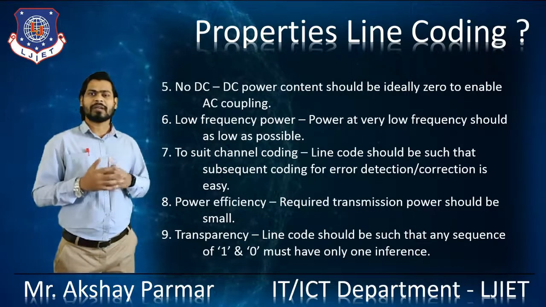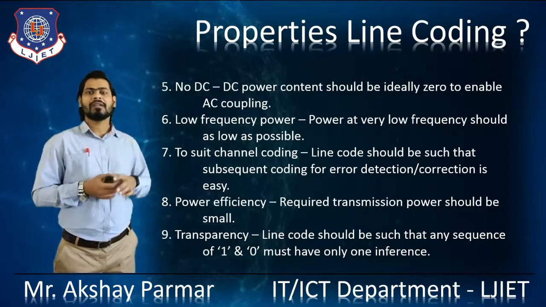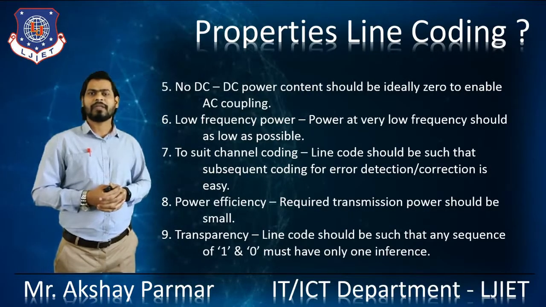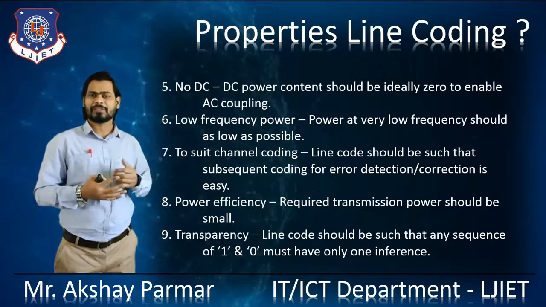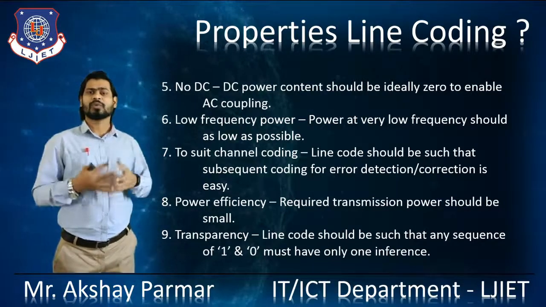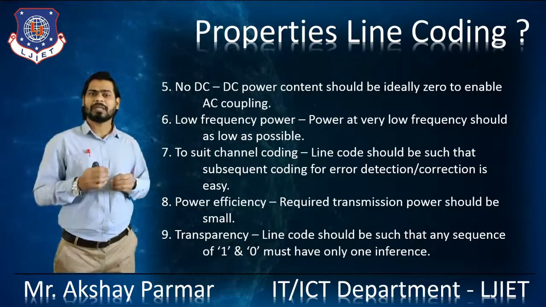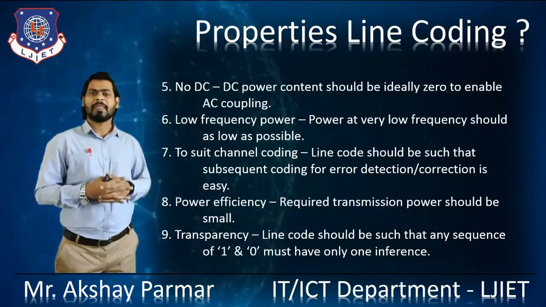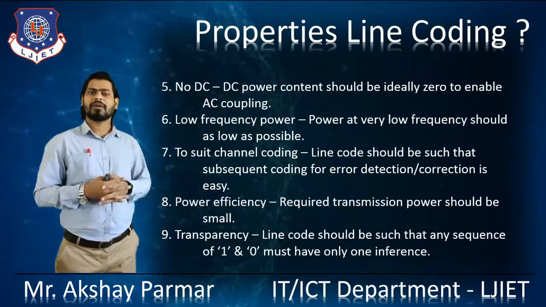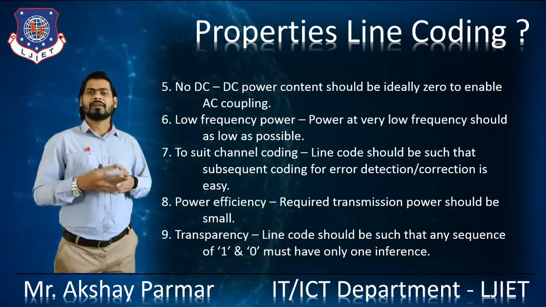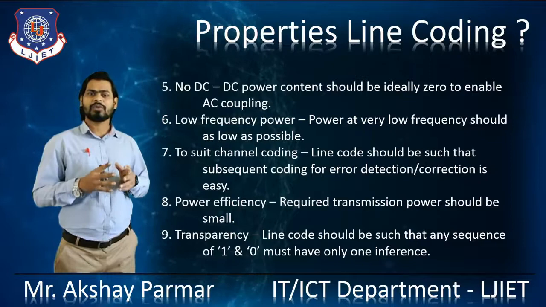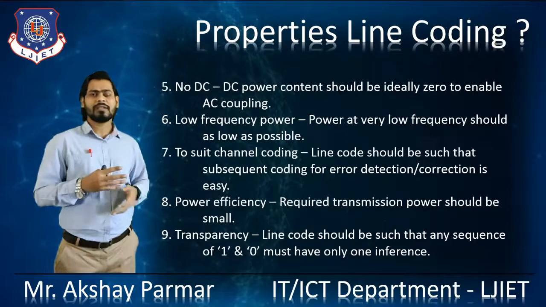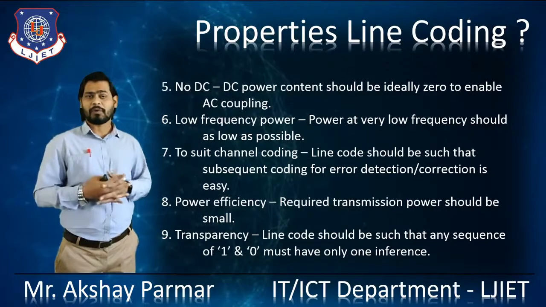No DC, right? So DC power content should ideally be zero to enable the AC coupling, right? As we are using the AC coupling in the line coding technique, we require the DC power to be as less as possible, right? So no DC power is required. Low frequency power: the power at the low frequency should be as low as possible. To suit the channel coding, the line code should be such that the subsequent coding for the error detection and correction may be easy, right? So this is the basic property of the line coding techniques.